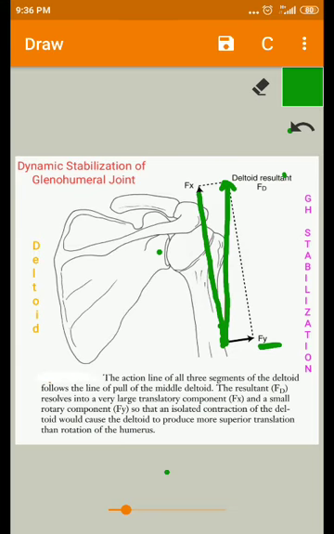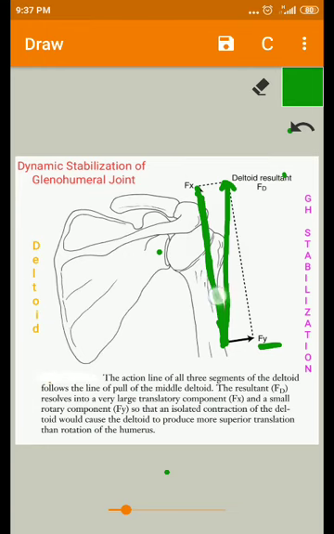This translatory force, which is resolved here, is not creating any compressive effect, but it causes some shear force. Here this force is greater and this force has to apply on this, so normally it has to compress. Here there is no chance of compressing the head of the humerus towards the glenoid cavity because they are not in line. So there is no cause of compressive force.